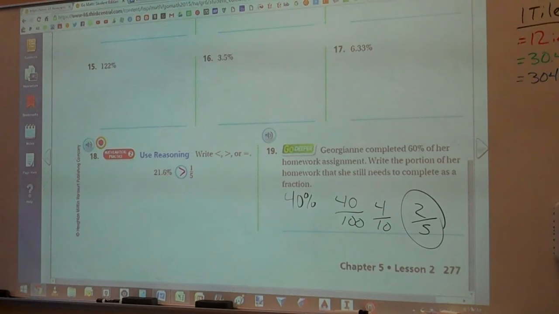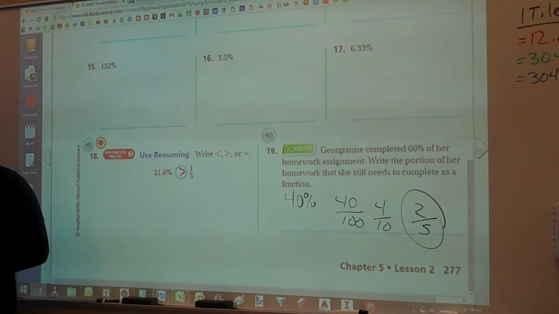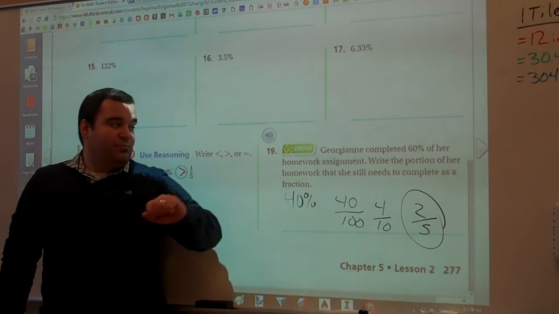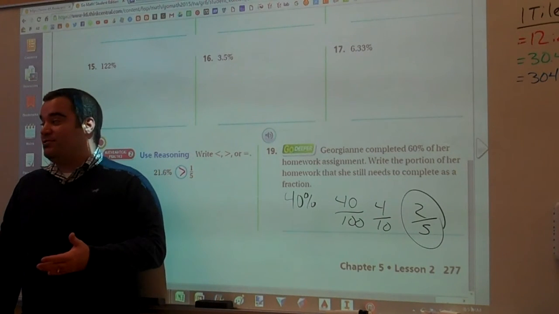Correct answer is 2/5. Wait, how do you fix it? The question says how much of her homework does she still need to do? She completed 60% of it. But she still has to do 40%.